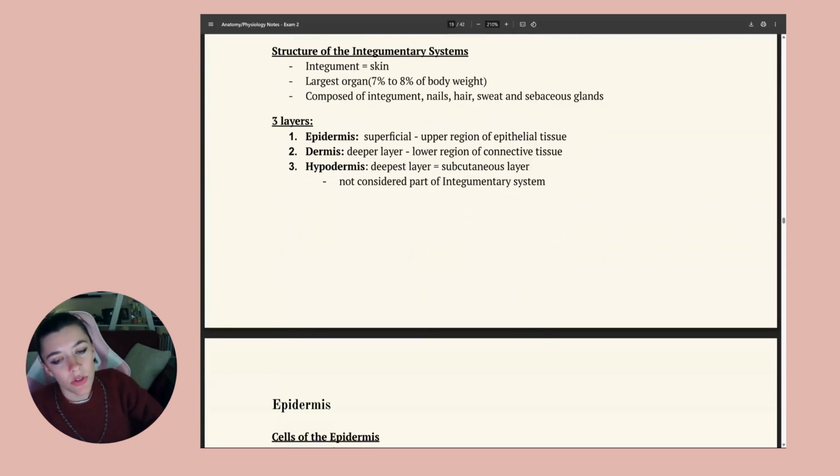There are 3 layers to your integumentary system. Actually, this might be a little wrong because I don't believe your hypodermis is a part of your integument. Yeah, it's not. Okay, so 3 layers to your skin, though. It's going to be your epidermis, your dermis, and your hypodermis. Your epidermis is going to be the most superficial layer, closest to the surface. It is the upper region of epithelial tissue. Dermis is the deeper layer, and it is the thickest layer. It is just underneath your epidermis.